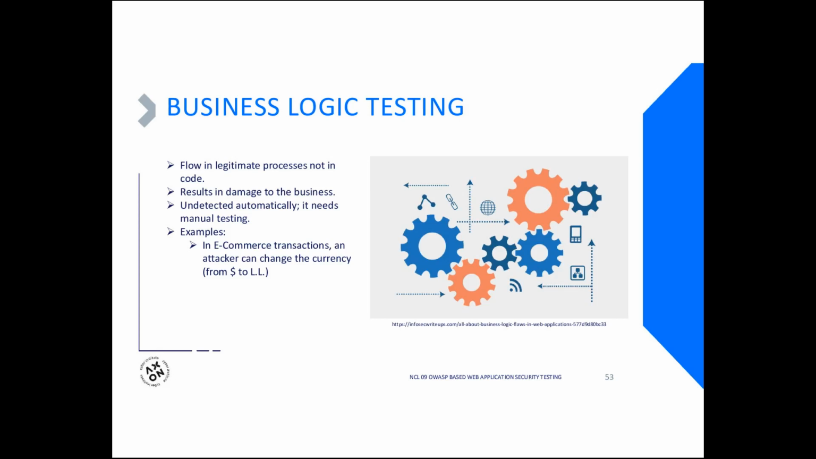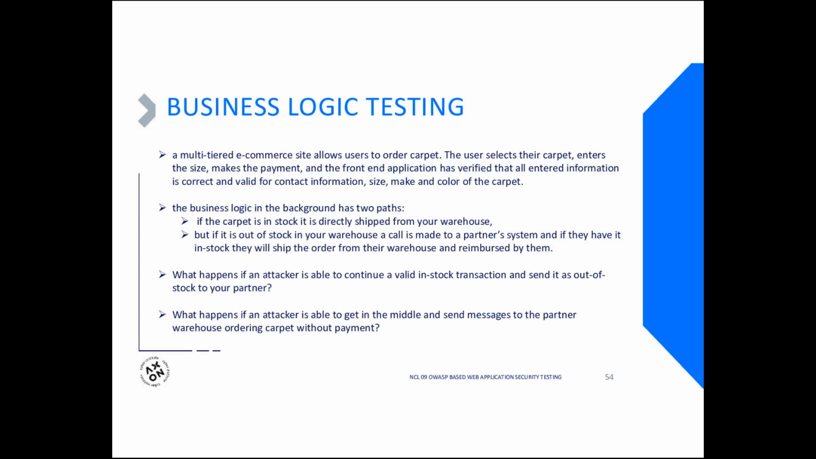For example, if there is an e-commerce website where you can buy stuff and there is a way to actually change the currency from dollar to Lebanese lira, for example, and the system does not verify this after it thought it was getting it in dollars, then this is a business logic flaw. It's not an injection flaw. It's not like code injection or cross-site scripting. It's a business logic flaw. We can look at this example together.